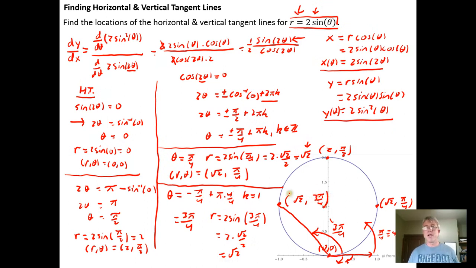Remember in video 1 we identified that a polar coordinate isn't unique. There's infinitely many ways to represent a point using polar coordinates. So it's going to be most common to use the angle between 0 and 2 pi, but you don't have to use that angle between 0 and 2 pi.